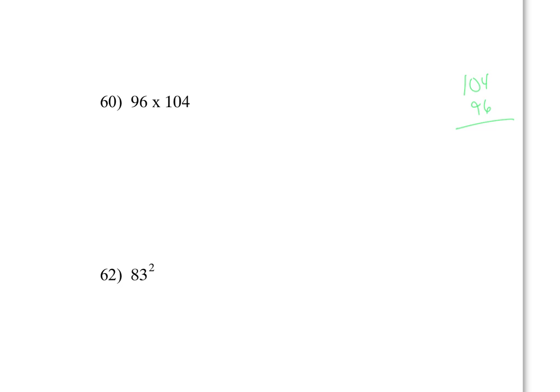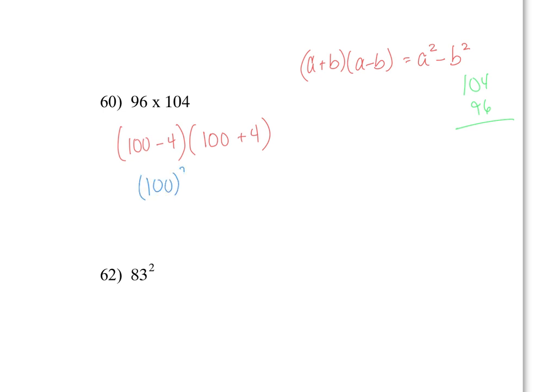So I'm going to look at 96 and 104, and they are both the same distance away from what number? 100. So I'm going to rewrite the 96 as 100 minus 4. That's just 96, right? And I'm going to rewrite the 104, 100 plus 4. This is the same thing as my conjugates. Same two numbers, they're just plus minus. So I should be able to take the first number squared and subtract the second number squared. And that will be my answer. So I'm going to say 100 squared minus 4 squared.